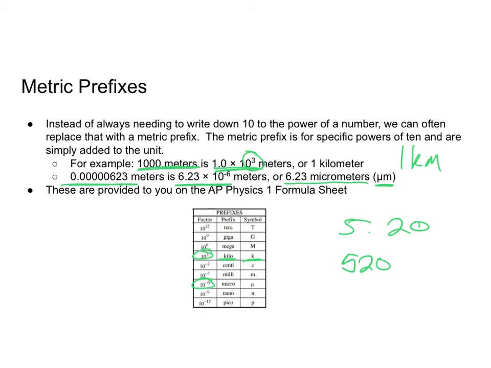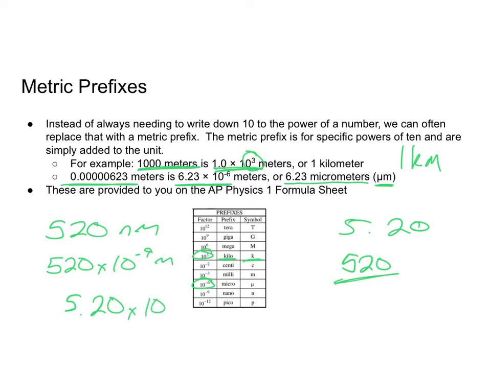Now, if something doesn't perfectly line up, and here comes back my 520 shenanigans, let's say we're talking about the wavelength of light. It's not covered in the scope and sequence of our class, but wavelengths of light are often talked about in nanometers, so 520 nanometers. Well, what would that look like in scientific notation? Well, it'd be 520 times 10 to the negative ninth meters, okay? Well, normally I would actually have 5.20 times 10 to the negative 7th meters.